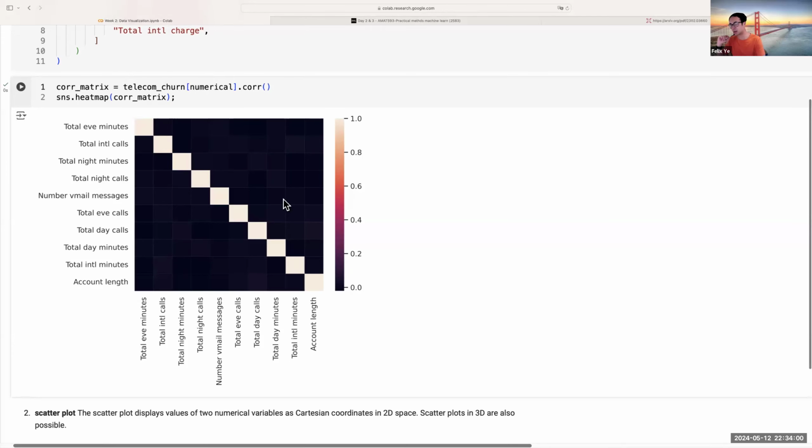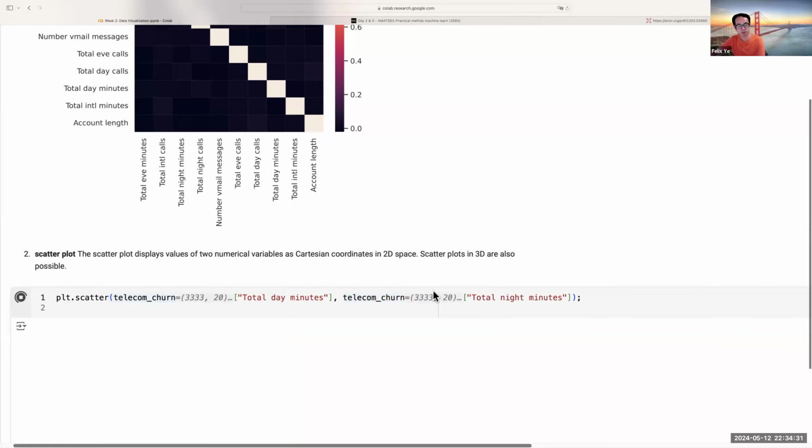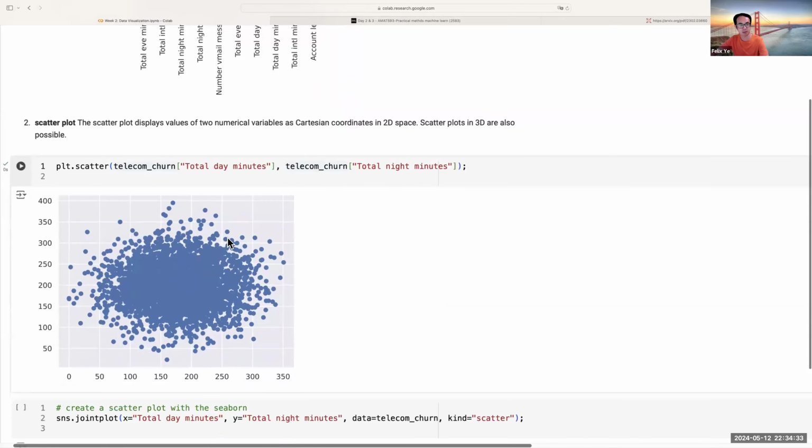And that's good because if any two features have no correlation, that indicates they are very good to model as features. And then we can scatter plot these two numerical values as Cartesian coordinates in 2D space. So you can just scatter these two features. This just gives you some idea. It looks like a Gaussian here.